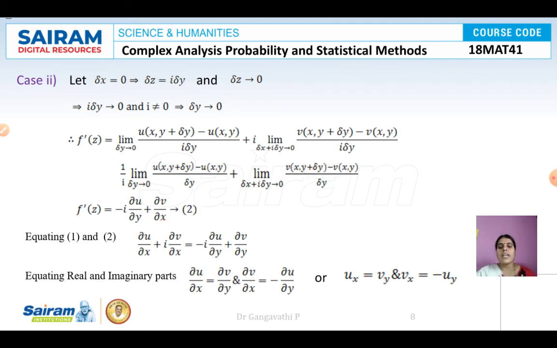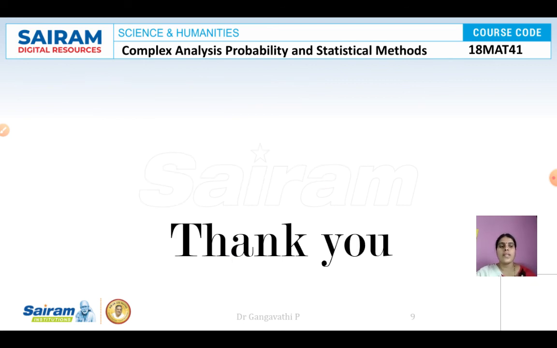So now compare your equation 1 and 2. This is our 1 and this is our 2. Both the equations have f dash of z on the RHS, so we can compare the LHS. Now just make the comparison of real and imaginary parts. When I take the real part, dou u by dou x is this. And when I consider the imaginary part, this is the result we get. So ux is vy and vx is minus uy. This is the proof. So the proof is very, very important.